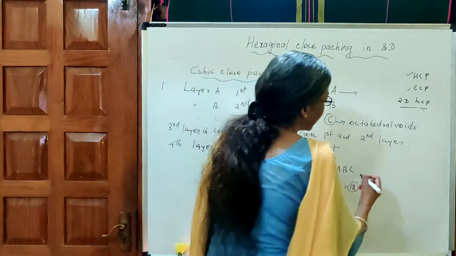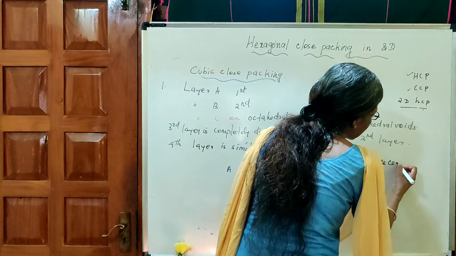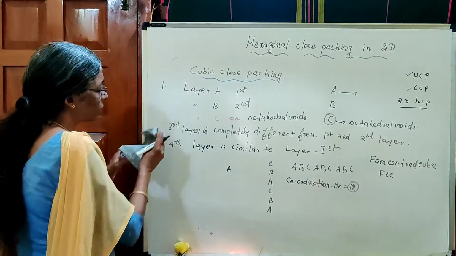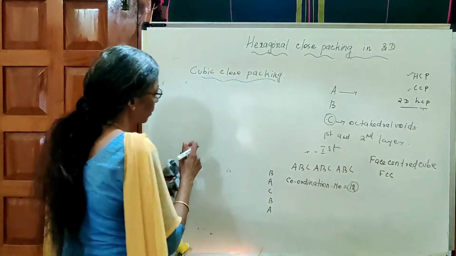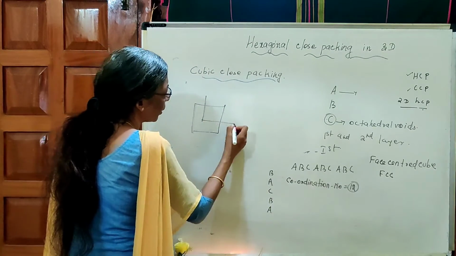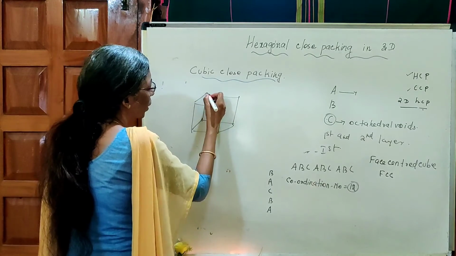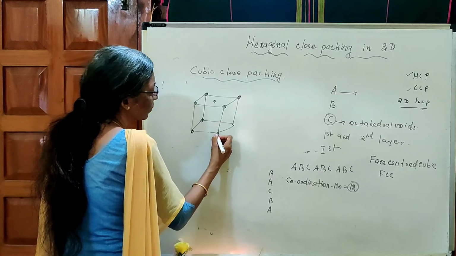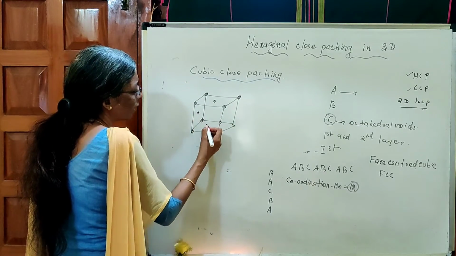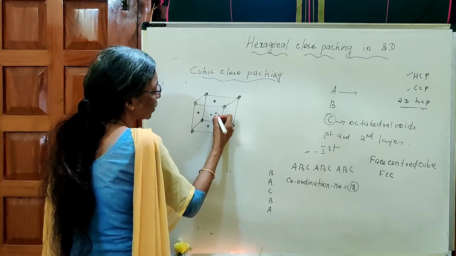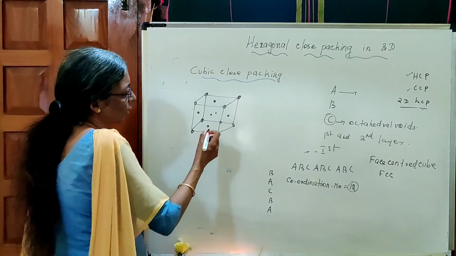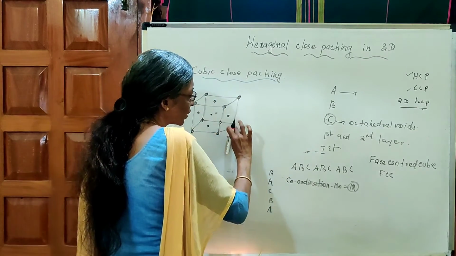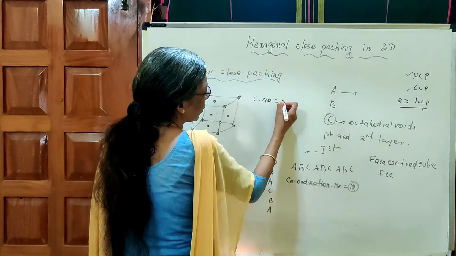Next one, this cubic close packing is also a face-centered cube, that means FCC. So how will you draw this one? When we are drawing cubic close packing, we draw like this, a normal cube like this, 1, 2, 3, 4. Next, here corners. Next, here one face, this also one face, this also another face. If you see the top layer, 4 atoms, then this layer also 4 will come, this layer also 4 will come. So coordination number is equal to 12.